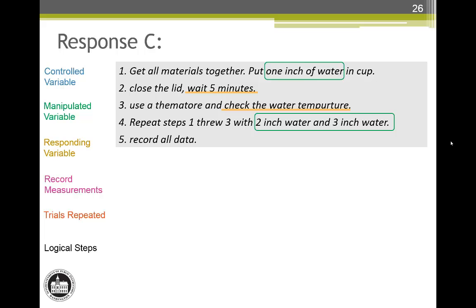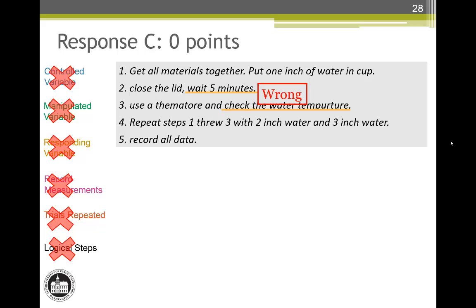This sounds like the student is saying to measure the water temperature after 5 minutes. We should be measuring the time to reach 50 degrees, so that's the wrong responding variable. Since the responding variable is wrong, General Note 1 applies and the response cannot earn any of the attributes. As a result, this response earns 0 score points.